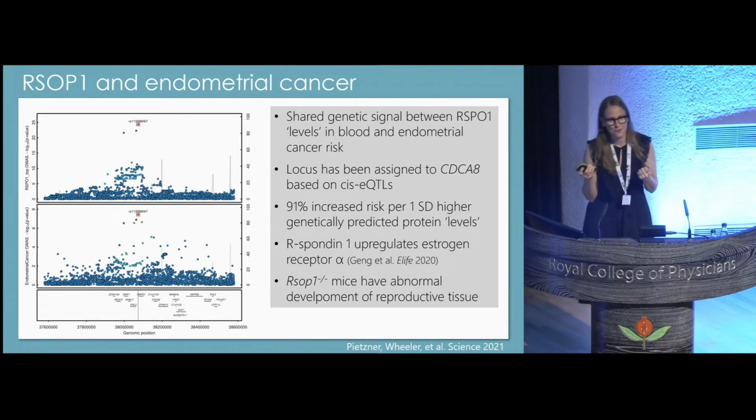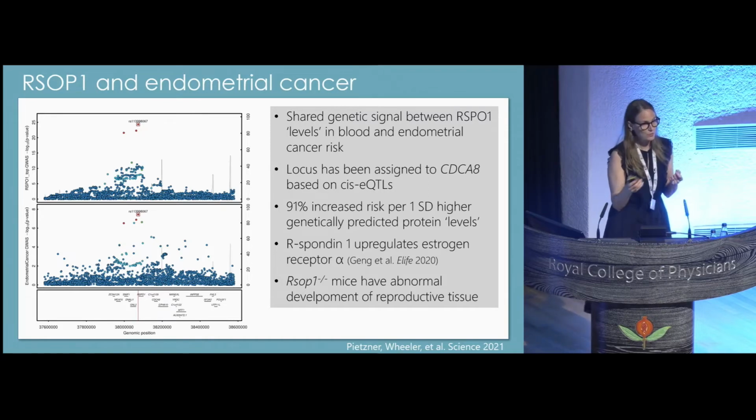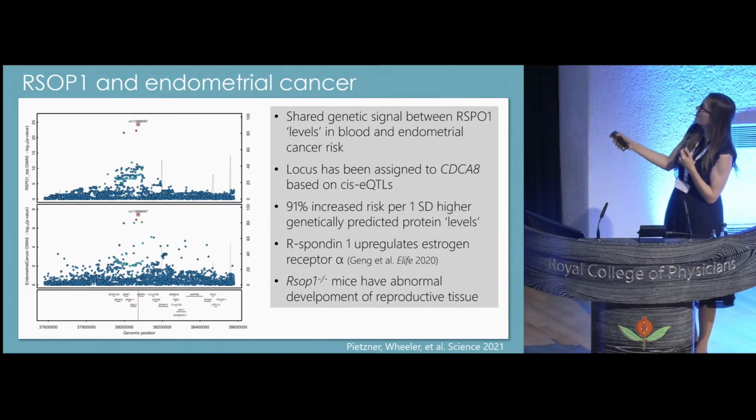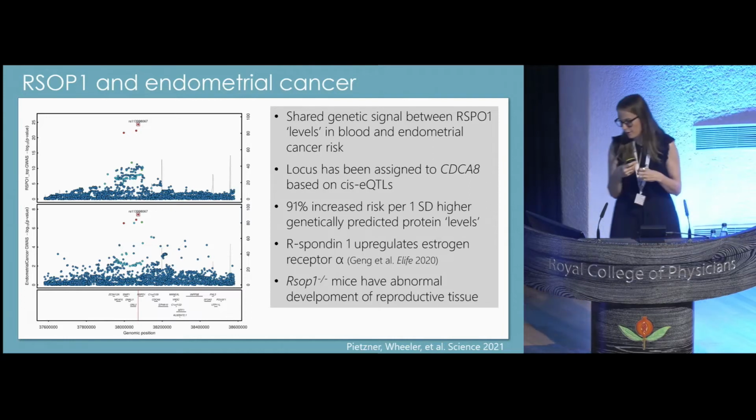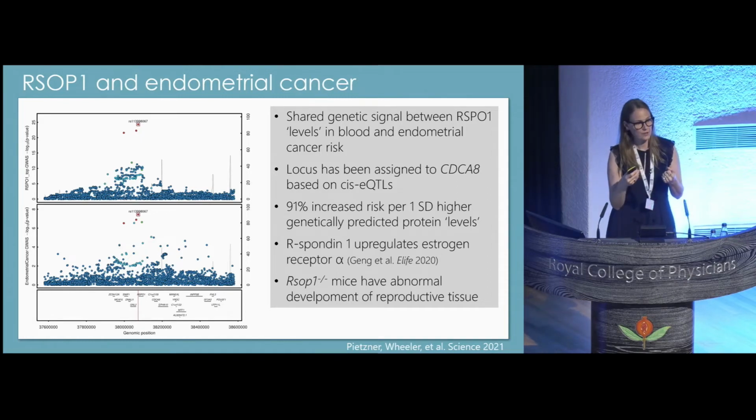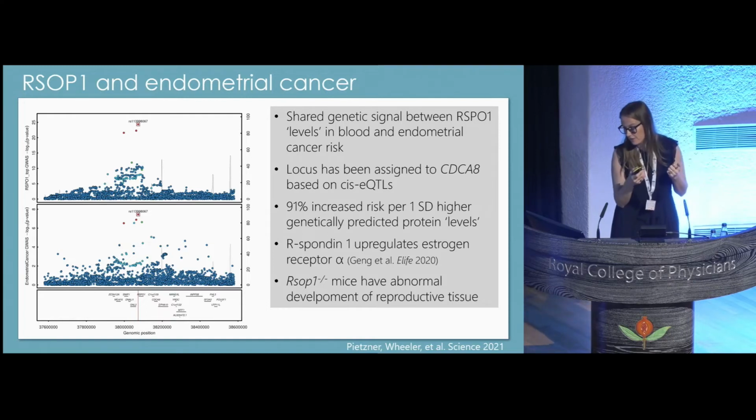So I want to give you an example of what I've just said, where you can refine a causal gene. This is the association, a shared genetic signal between RSPO1 levels in blood, or the aptamer that's targeting this protein, and endometrial cancer risk that we identified. And this locus had previously been assigned to a different gene because there was an eQTL.